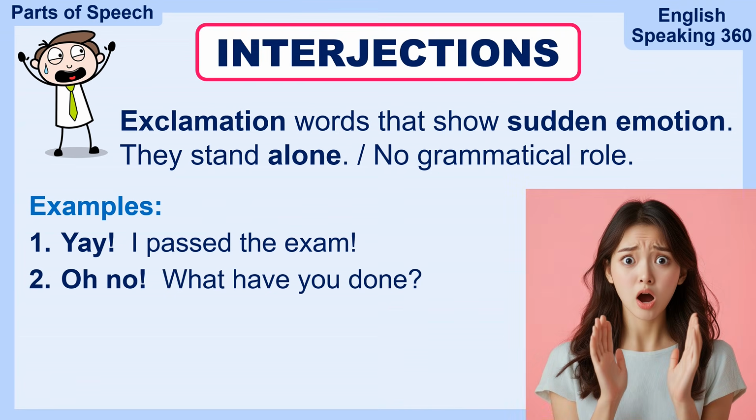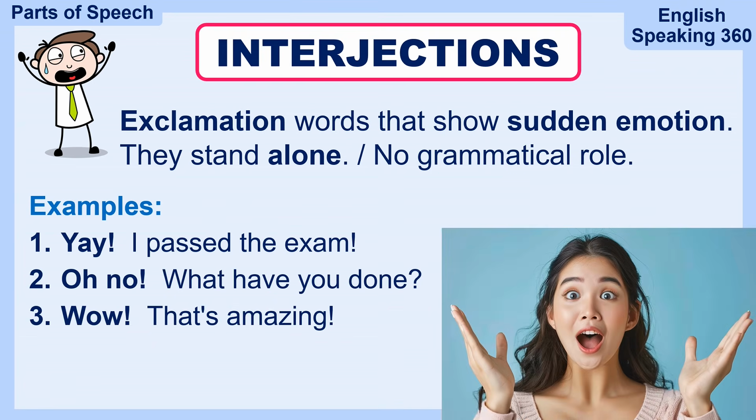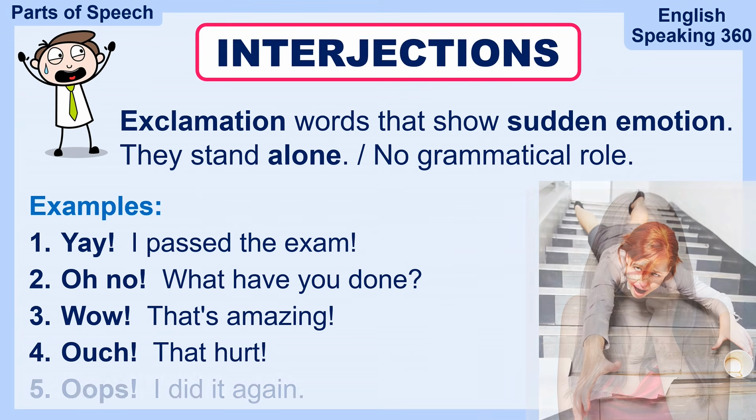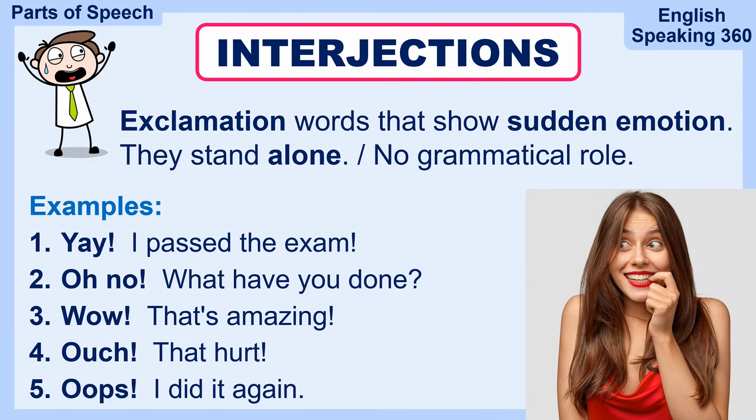What have you done? Wow, that's amazing. "Wow" is the interjection here. Ouch! That hurt. Oops, I did it again. You know that song. "Oops" is also an interjection. So you see, they always stand alone, very often at the beginning of the sentence, and they are not connected to the sentence. They just show sudden emotion.